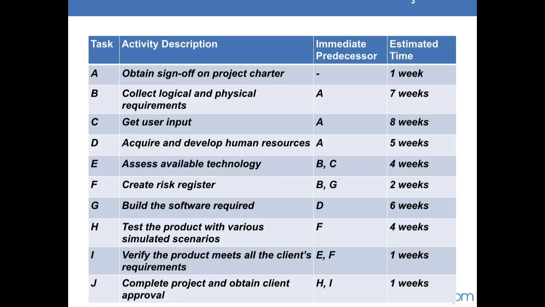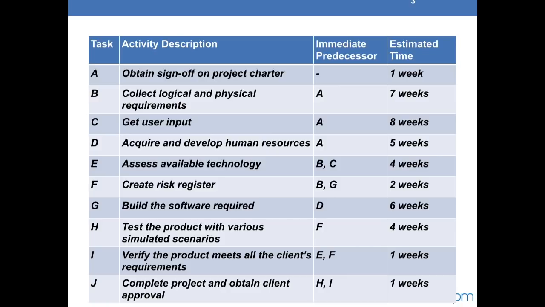So we can see here that activity A has a length of 1 week, activity B follows activity A and has a length of 7 weeks, activity C, which is get user input, also follows activity A and has a length of 8 weeks. Activity D, which is to acquire and develop human resources, also follows activity A and has a length of 5 weeks. Activity E, which is to assess available technology, has the activity B and C as its predecessor, and it has a length of 4 weeks.